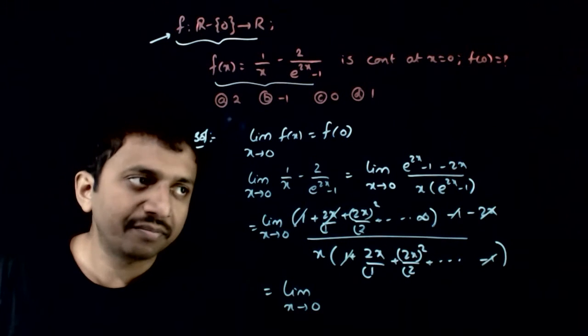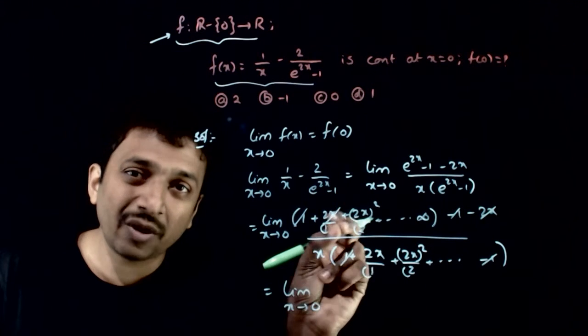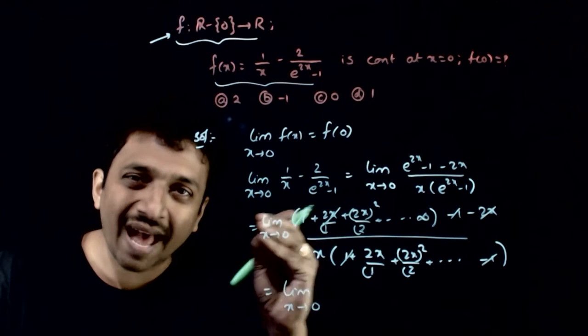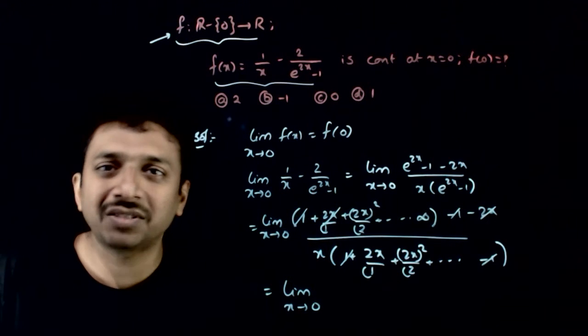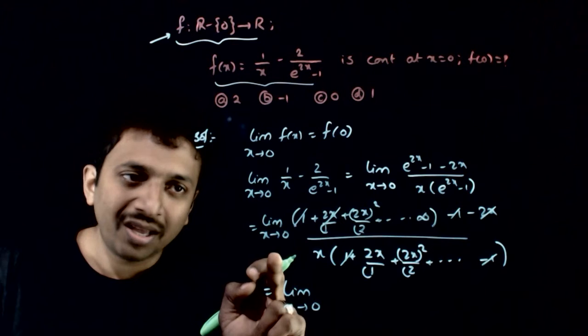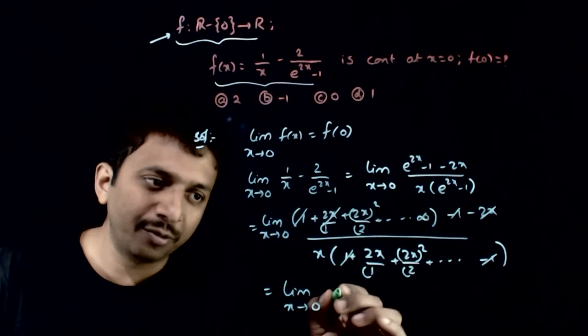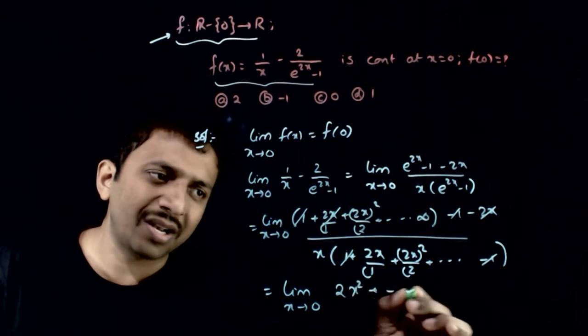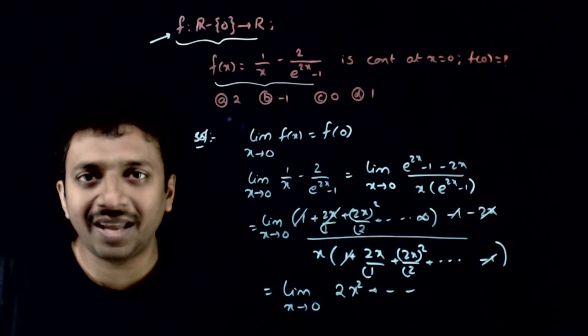So we know that as x tends to 0, only the least power of x matters. If you have a polynomial in x, only the least power matters. With respect to the least power, all the higher powers are negligible. So in the numerator, the term that is left out is 4x^2/2, that is 2x^2, plus so on. With respect to 2x^2, all the remaining terms can be neglected.